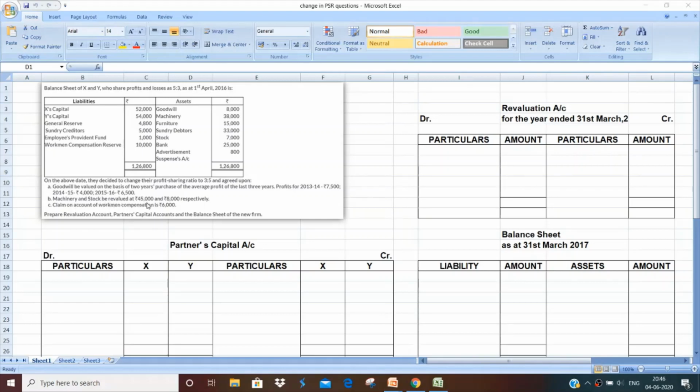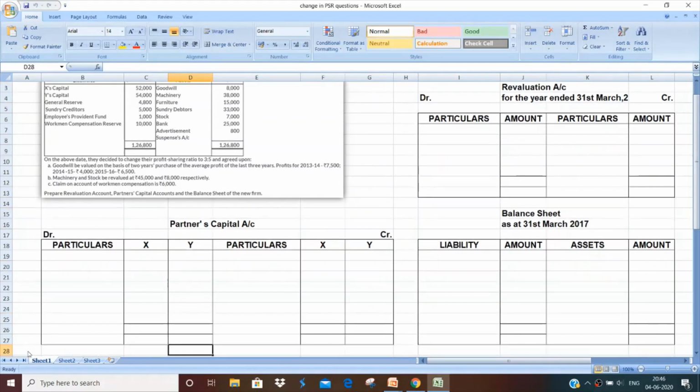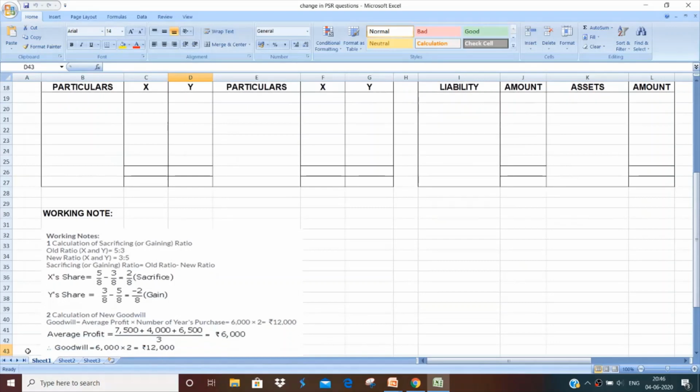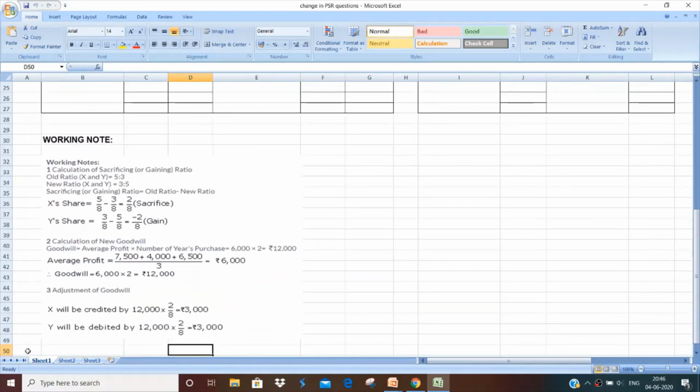Machinery and stock to be revalued at these values, and the claim on account of workmen compensation is 6,000. So before we proceed to making the revaluation account, the partners' capital and the balance sheet, we'll make the working notes first. Let's have a look at the working notes. I've already made that. I'll just discuss it with you. So just have a look at these working notes.